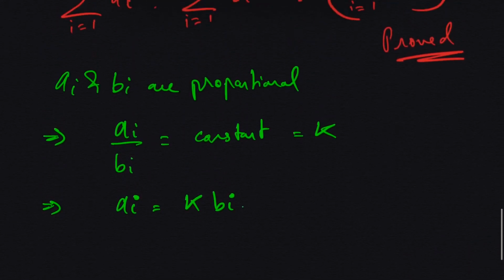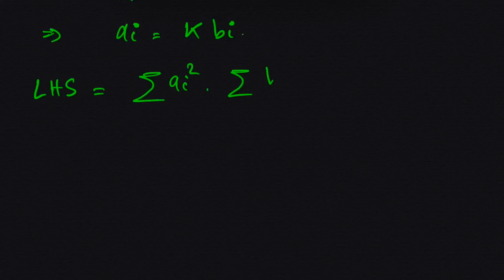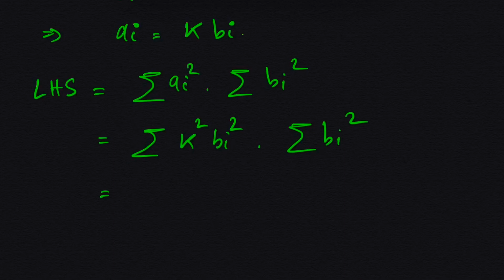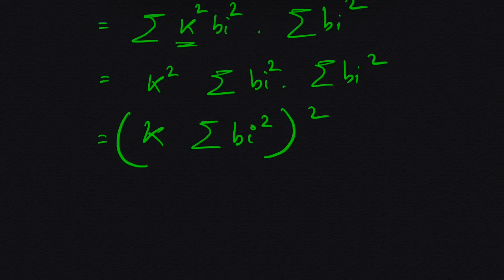Now to prove the equality, let's go for the LHS and RHS approach. So the LHS becomes summation ai square into summation bi square is equal to, now I write ai as k times bi, so it becomes summation k square bi square into summation bi square. Now I can bring out the k square term because there is no i in it, so it can be taken out of the summation. So it becomes k square into summation bi square into summation bi square, that is k times summation bi square whole square. This is what it ultimately becomes.